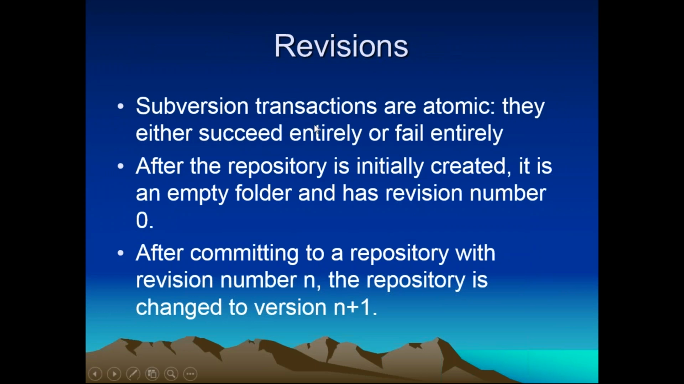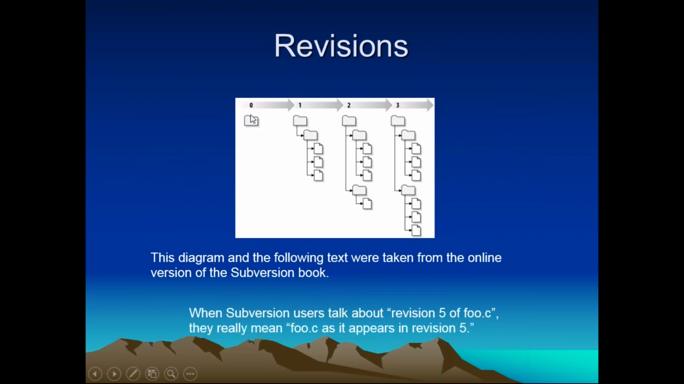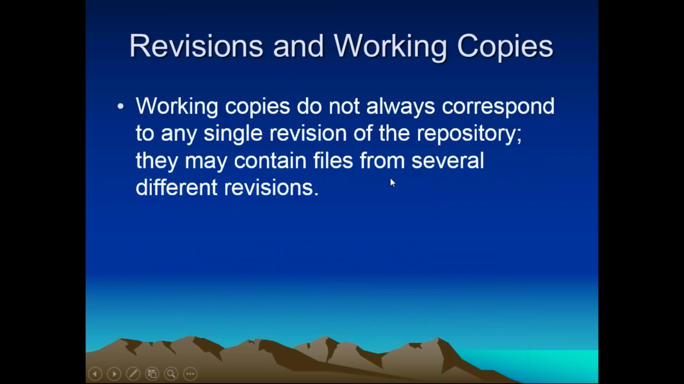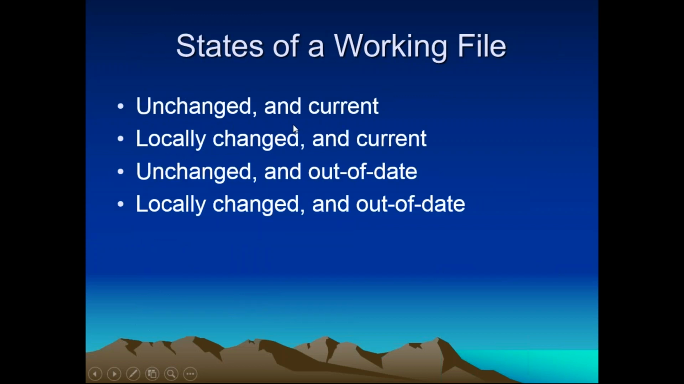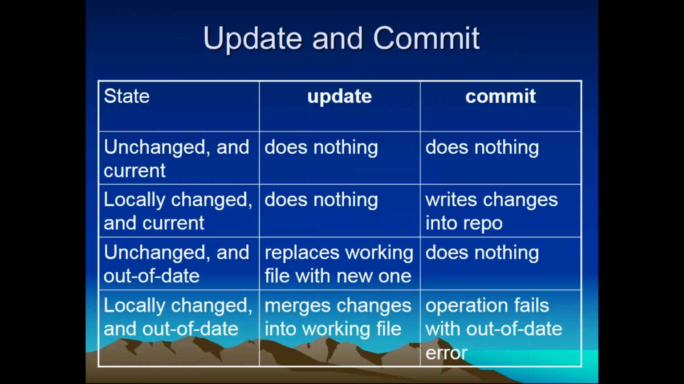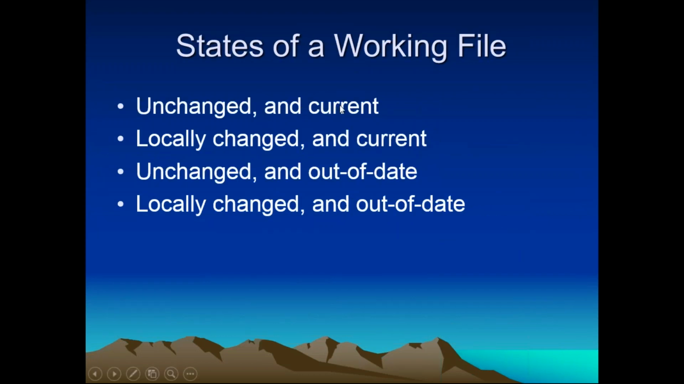Okay, and Subversion transactions are atomic, as we have said. Every revision increases the version number: 0, 1, 2, 3, 4, 5 like this. Revision 0 has these changes, 1 has these changes, 2 has these changes, like this. And for revisions and working copies, every time you commit a change, it will create a revision. Now the working file states: unchanged and current. You have checked out, there is no change in the working file, and it is up to date.